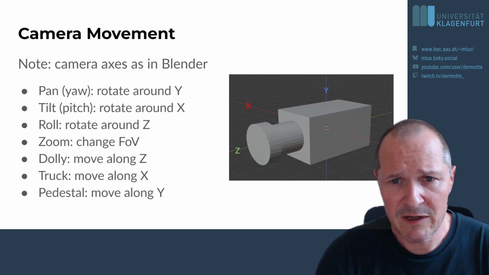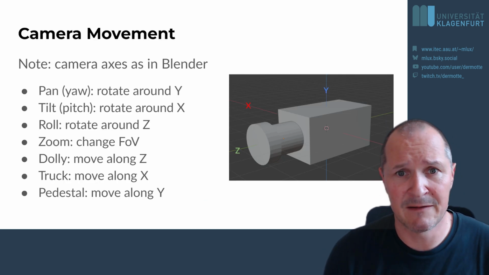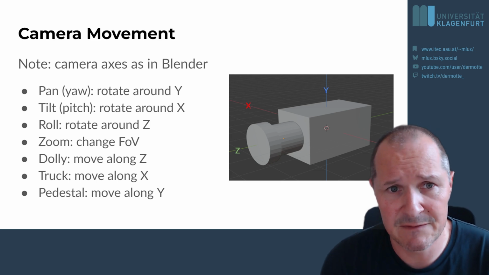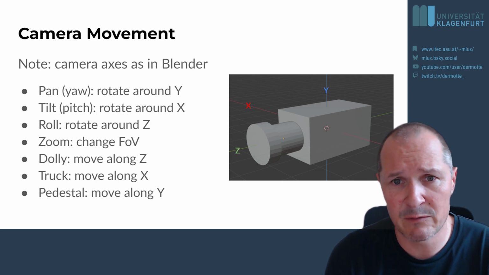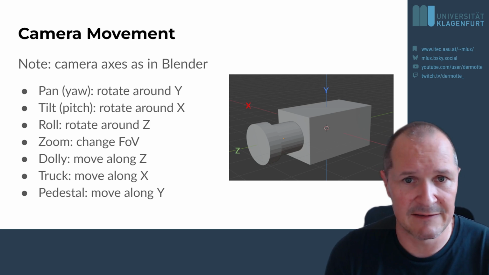Okay, then camera movement. These are the camera axes in Blender. So you have pan or yaw, which would rotate the camera around Y. It's like rotating the head, like the owl.